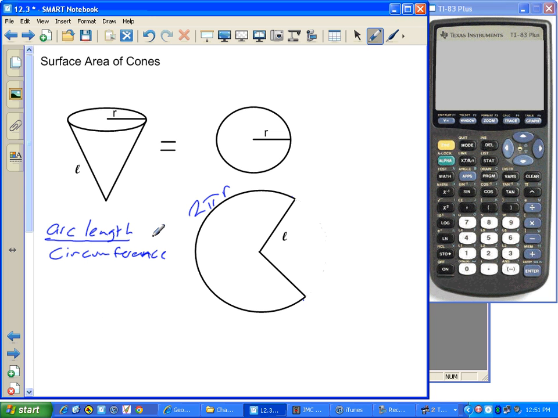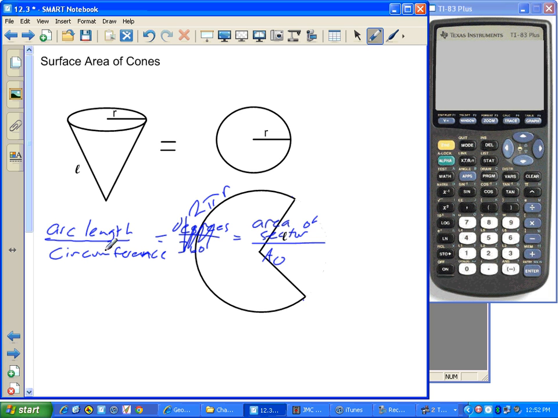If you remember last chapter, this ratio would be the same as degrees over 360, or it could equal area of the sector over area of the whole circle. We don't have any degrees, so we can't use this, but we can get enough information with these two to solve for the area of this.